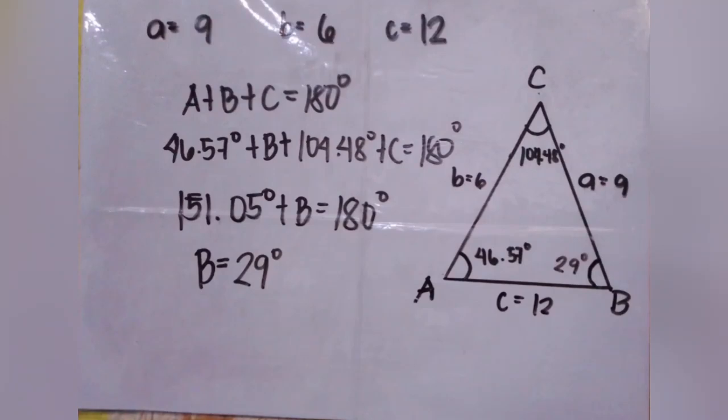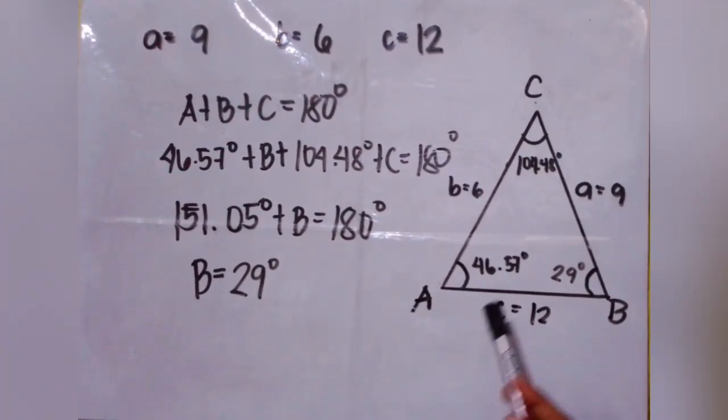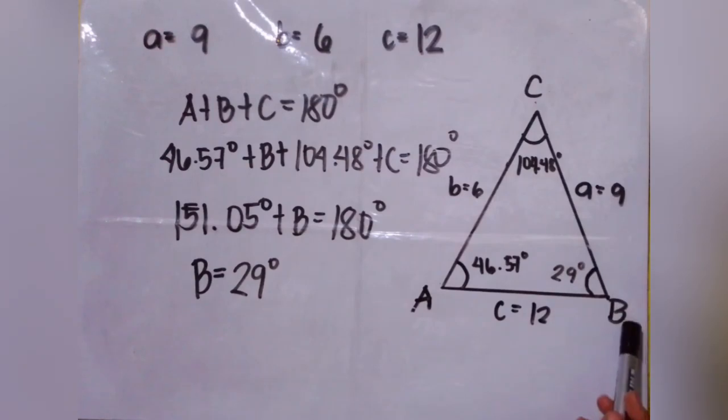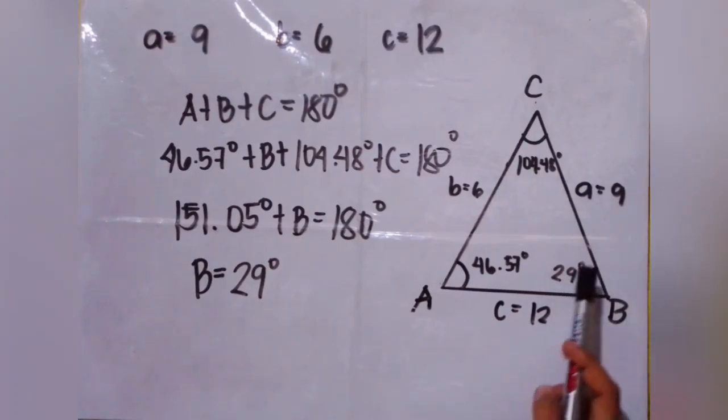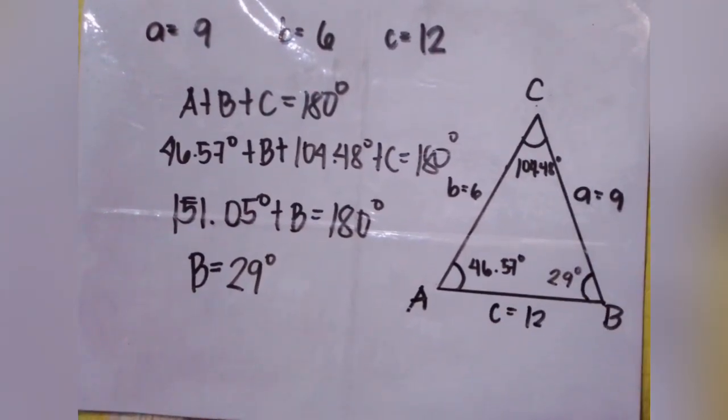Therefore, our angle A is equal to 46.57 degrees, our angle B is equal to 29 degrees, and our angle C is equal to 104.48 degrees.